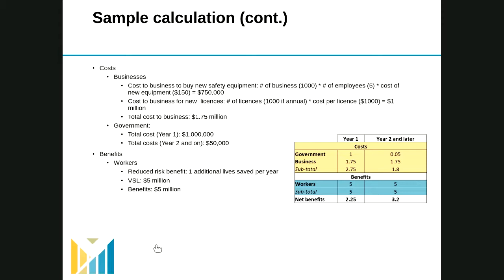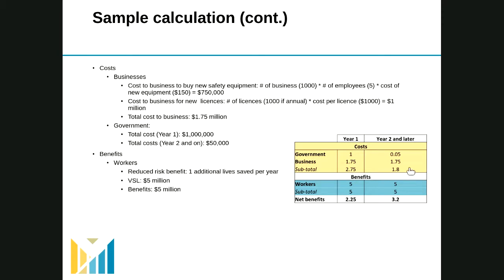So for the benefits for workers, we just need to understand that because we have 5,000 workers and we know that it's a 1 in 5,000 change in risk, we estimate that this regulation should save about one additional life per year. In this case, I've used a value of statistical life of $5 million, although this varies by country and even within a country. But we can use that to estimate that the value of that one additional life saved will be $5 million, based on how much we expect people value a small change in their risk.